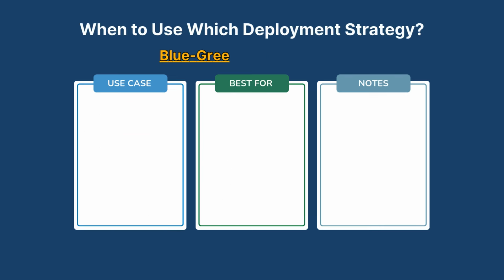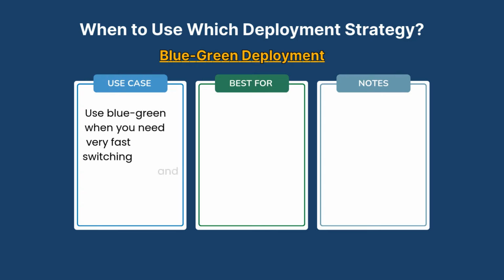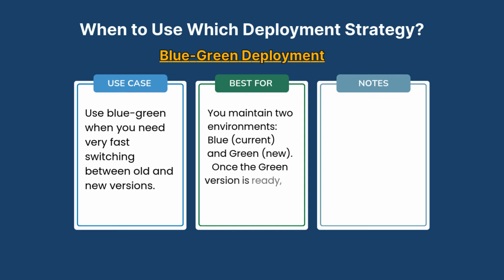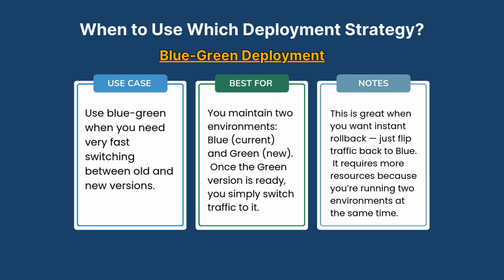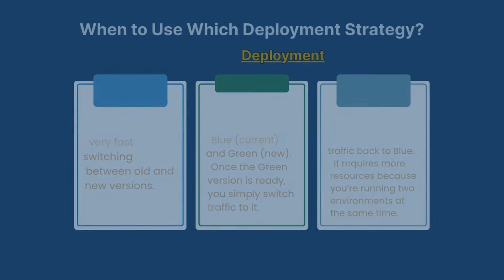Next is blue-green deployment. Use blue-green when you need very fast switching between old and new versions. You maintain 2 environments, blue and green. Once green is ready, you simply switch traffic to it. This is great when you want instant rollback. Just flip traffic back to blue. It requires more resources because you are running 2 environments at the same time.